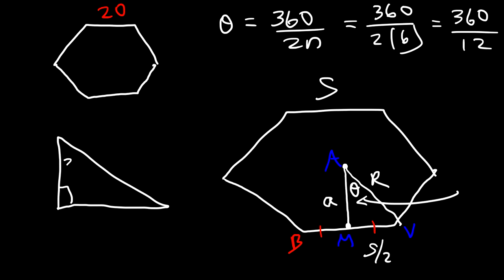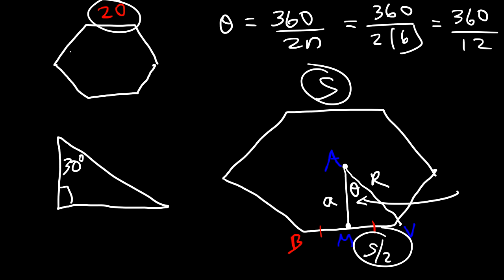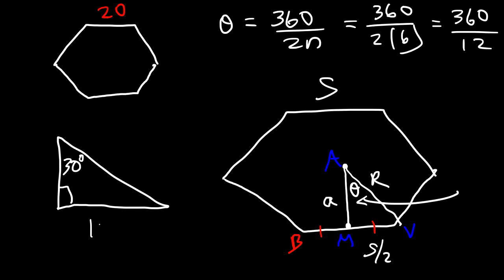So the angle is 30 degrees. And what is s over 2? Well, s, we know it's 20. So s over 2 has to be half of 20. So s over 2 is 10.